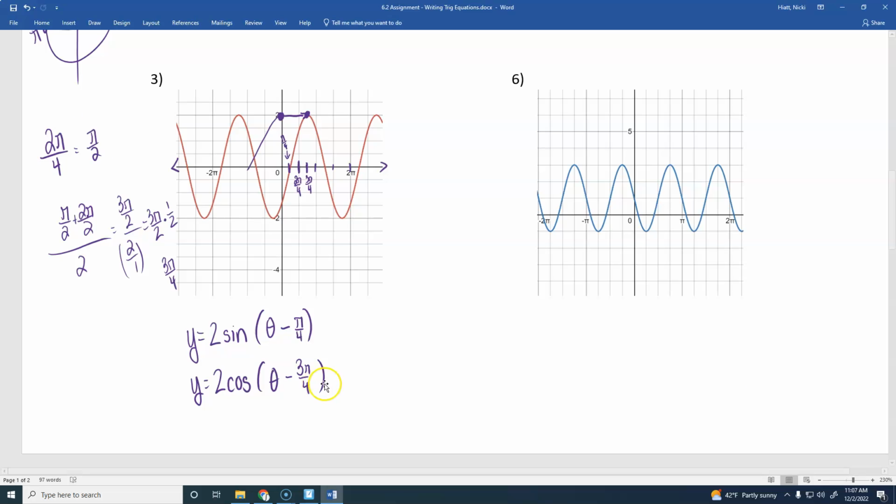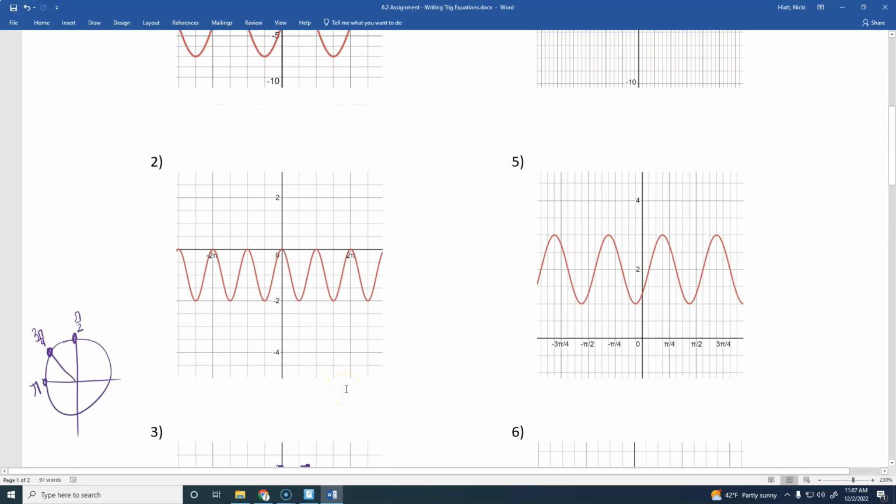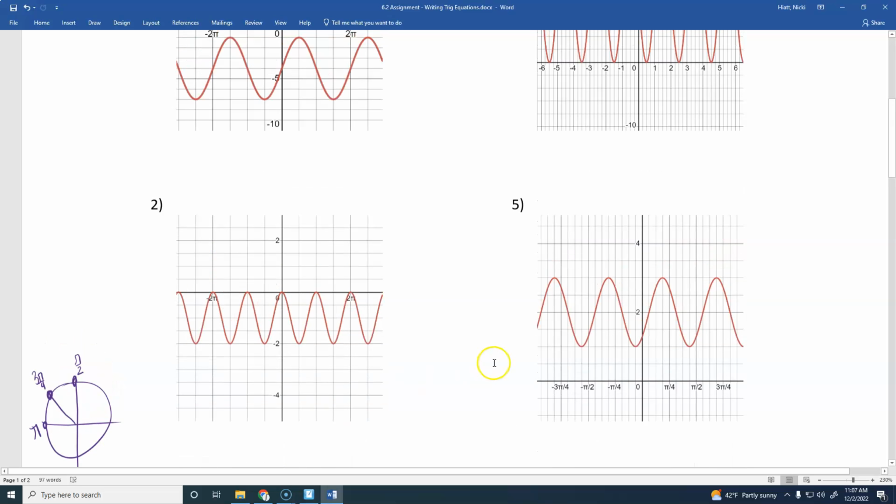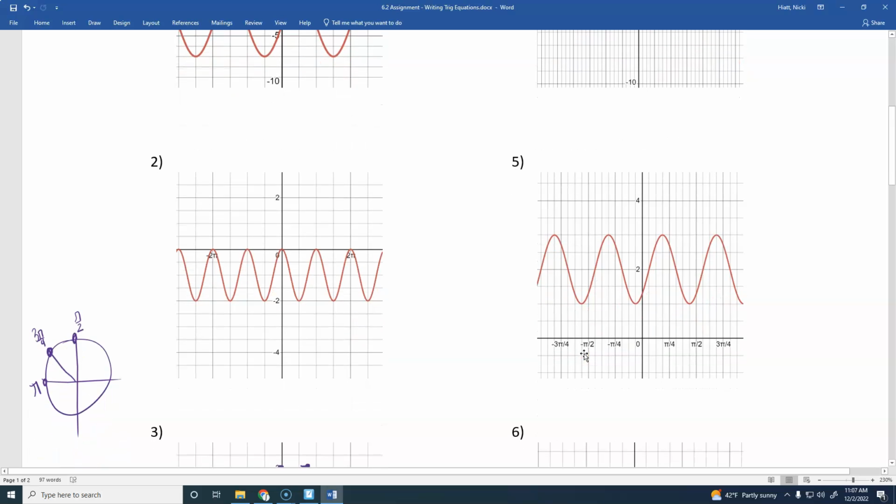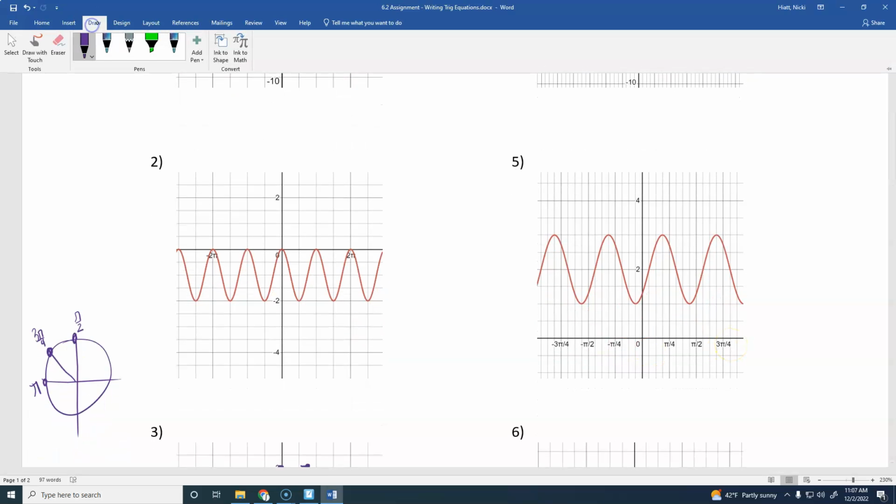All right, I think it would benefit us to do one like number 5. And then we're going to look at one on the back as well. I'll let you guys work. So, period, amplitude, and midline are the easiest to find. So look for those first.